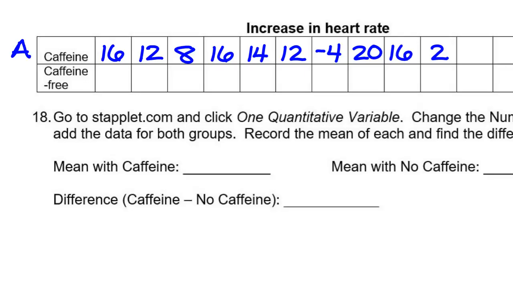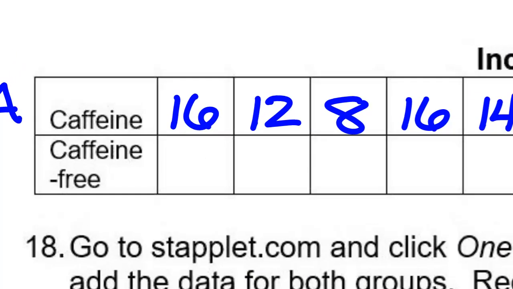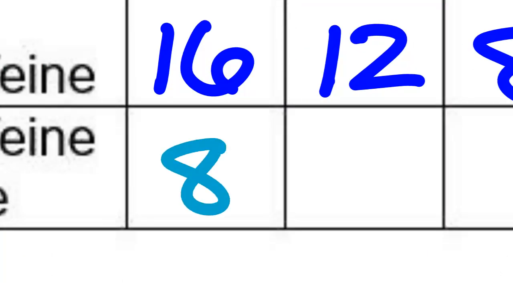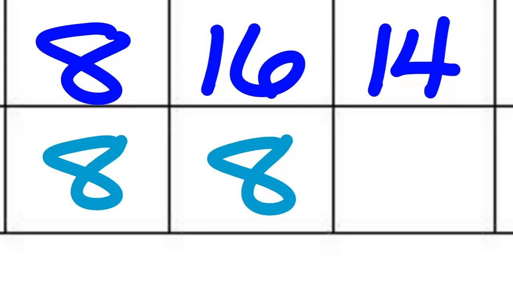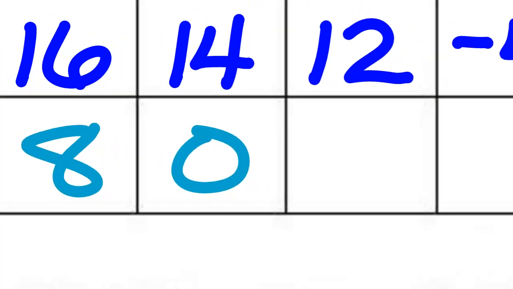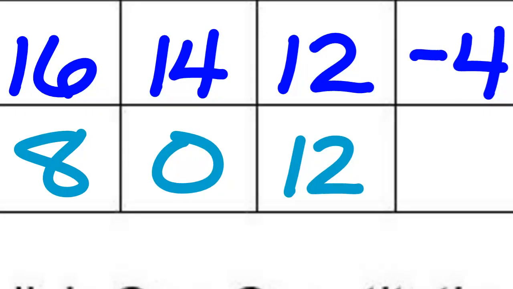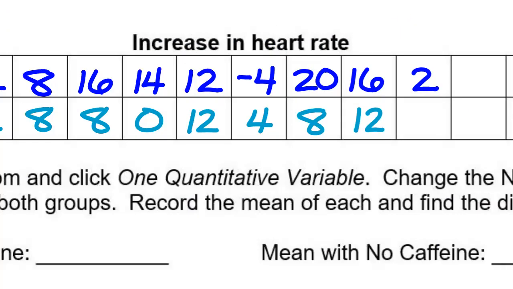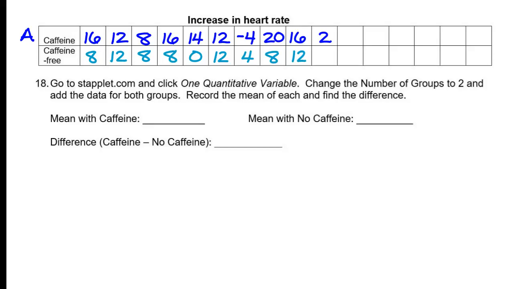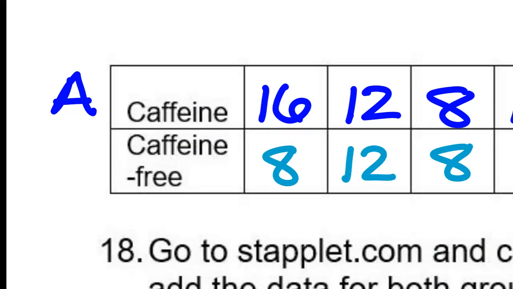All right. If you were in group B, if you were in the no caffeine group, go ahead and stand up for me. I'm going to start on the same side of the room. Boris, you got 8. 12. 8. 8. 0. 12. 4. You said 8? 12. All right. Fantastic. So that's my B group.